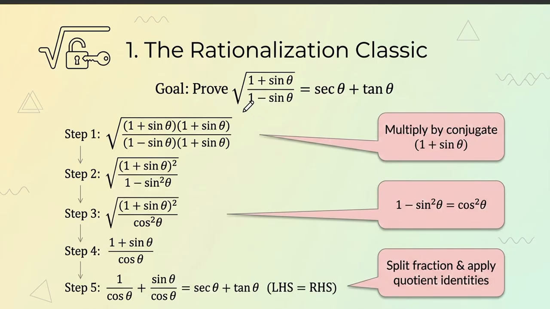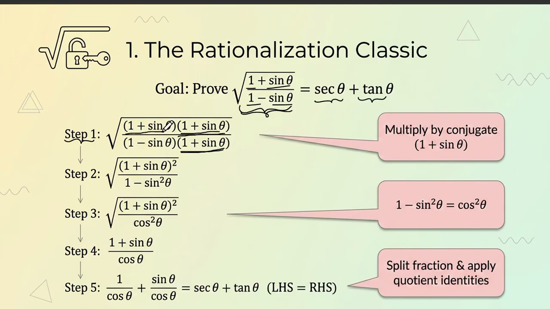We have to prove that root of (1 plus sine upon 1 minus sine) is equal to sec theta plus tan theta. So remember the trick: whenever this root sign comes, and the terms in the numerator and denominator are similar, only with a plus and minus difference, the first step is always to multiply and divide by the denominator with the middle sign changed. So in the denominator we have 1 minus sin theta, so we'll multiply by 1 plus sin theta upon 1 plus sin theta inside the root.